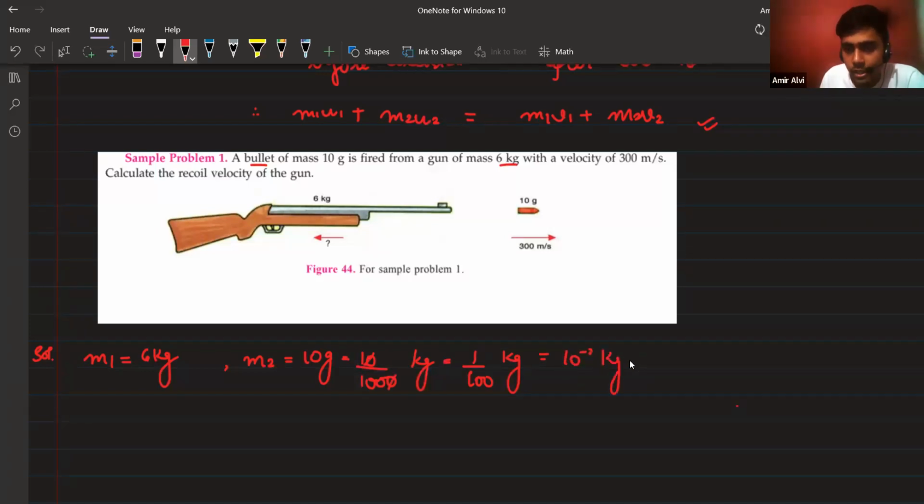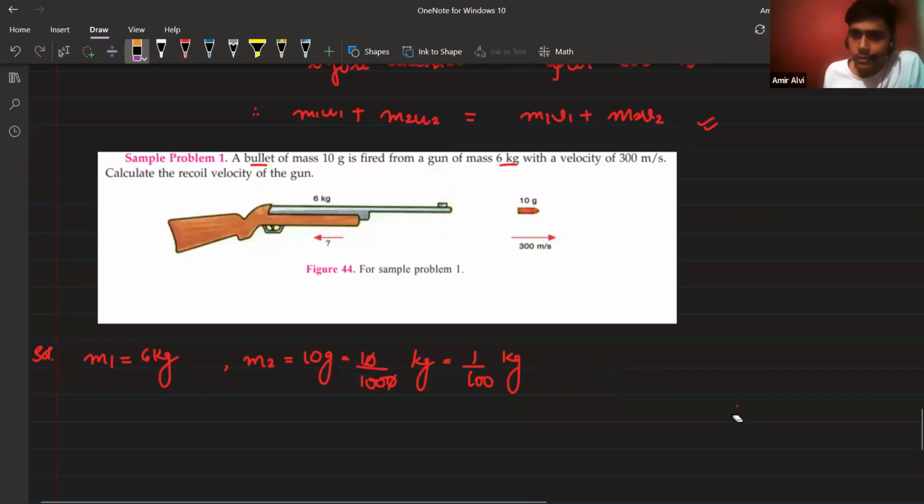How many of you have got this? 10 to the power minus 2 kg. So you got it? Anybody? Okay, very good. So why do we put minus 2 when it's in the denominator? Why do you put minus 2? Okay, let me explain that.